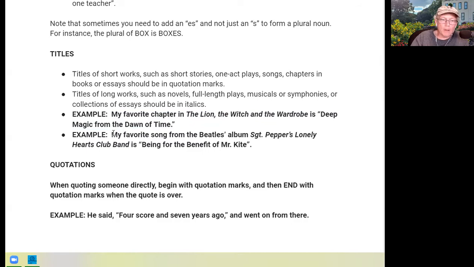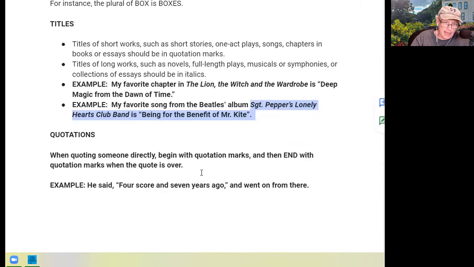Here's another example. My favorite song from the Beatles' album, Beatles is the name of the group, so to show possession, you do Beatles, apostrophe. Album, Sgt. Pepper's Lonely Hearts Club Band, is "Being for the Benefit of Mr. Kite." The song, a short thing, is in quotation marks. The album, a longer thing, is in italics.